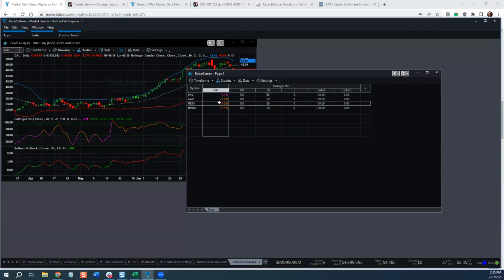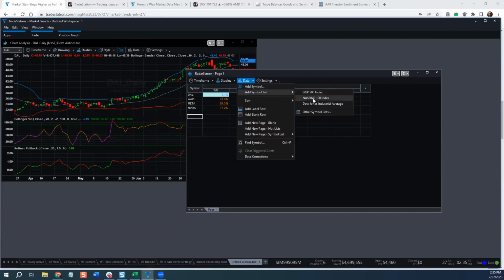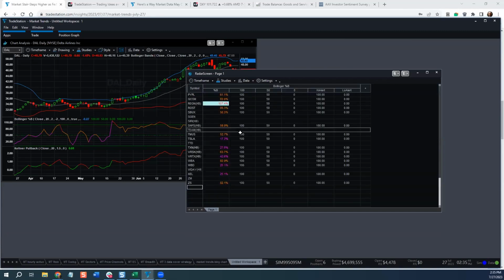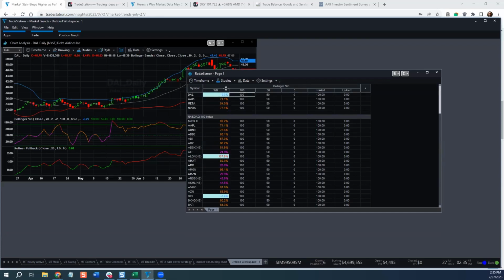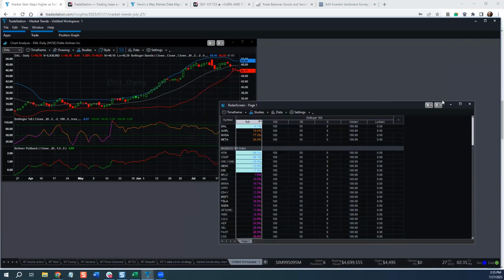And you can see now this number. So what you can do is, let's add the whole NASDAQ 100, for example. And now what we can do is sort. Make sure you change it to daily though, right? And you can see here, if we just do this really quickly, let's just link these.